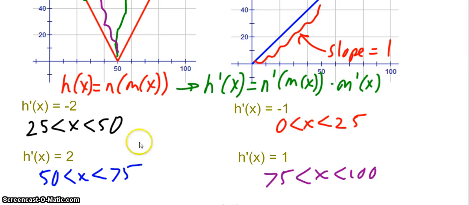So again, you did not have to come up with these ranges, you just needed to have a value within those ranges. How did I come up with those though? So first I thought about, okay, well if h of x is n of m of x, what is h prime of x? H prime of x is n prime of m of x times m prime of x.